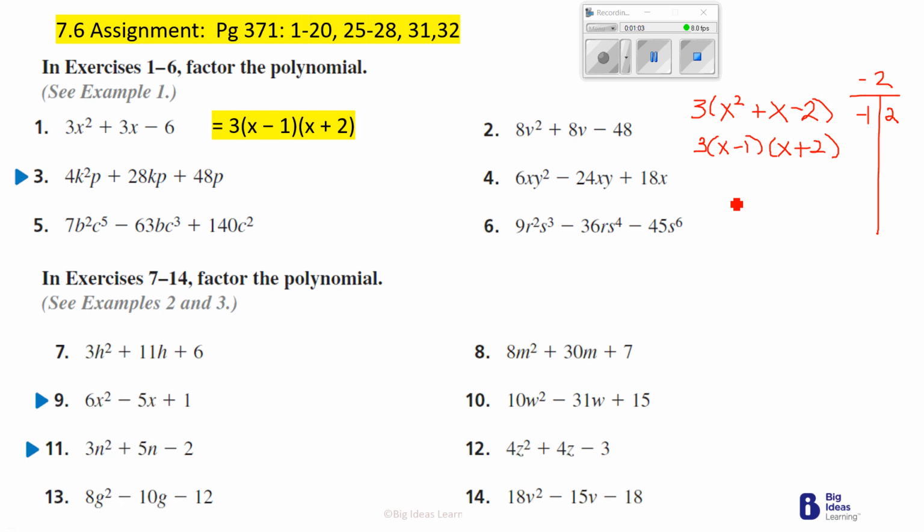Number 3 shows that I've got 4k squared p plus 28kp and plus 48p. Well, I'm sorry, there's a p over here. You can see that.